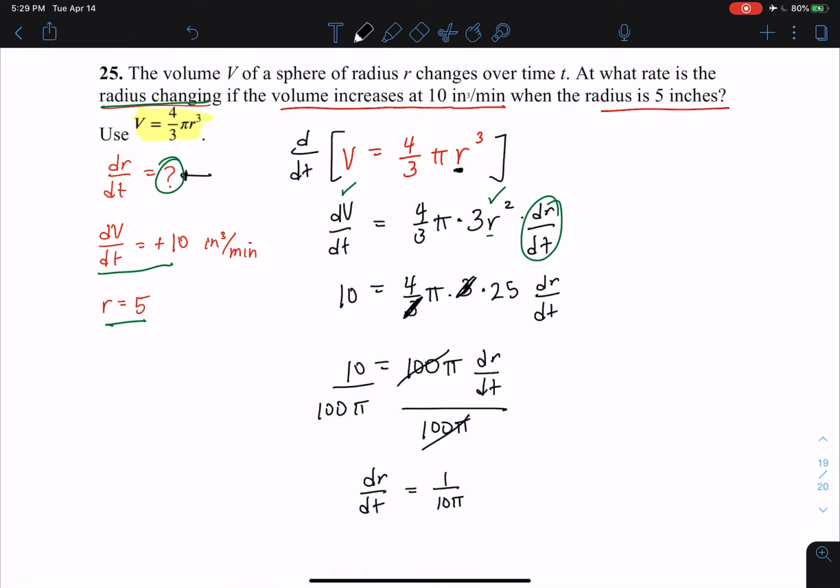And our units, well, let's see what units they used in the problem. The volume is increasing at inches cubed per minute. So that means our radius would be changing at 1/(10 pi) inches per minute, because radius is measured in inches. I should have actually labeled that right here. And we're done. Hopefully that one was straightforward and you could have done it yourself.